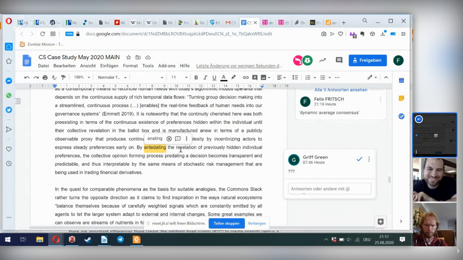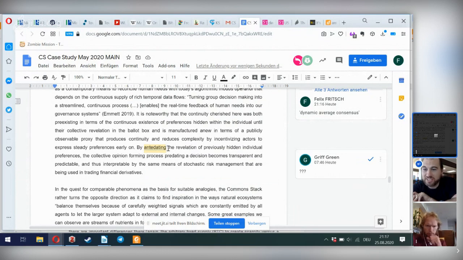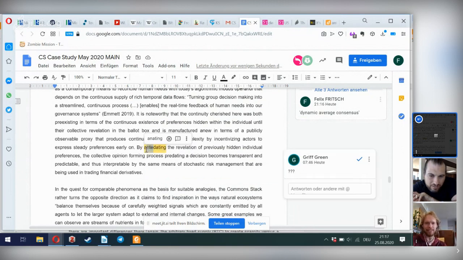So antedating, are you stuck on the word? Is it not a word that you use in English? I'm not getting my PhD in anything right now, so I don't know this word. I got that word from dict.cc, which is German to English translation. I want to say predating. Predating, I think it's predating. Yeah. Okay.